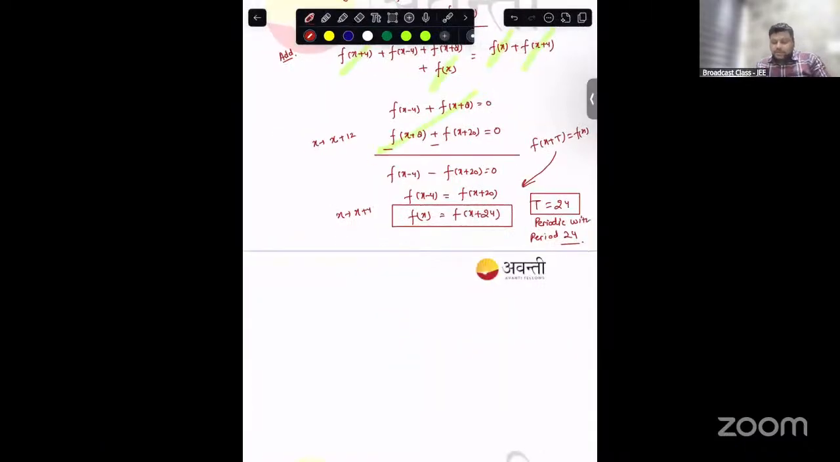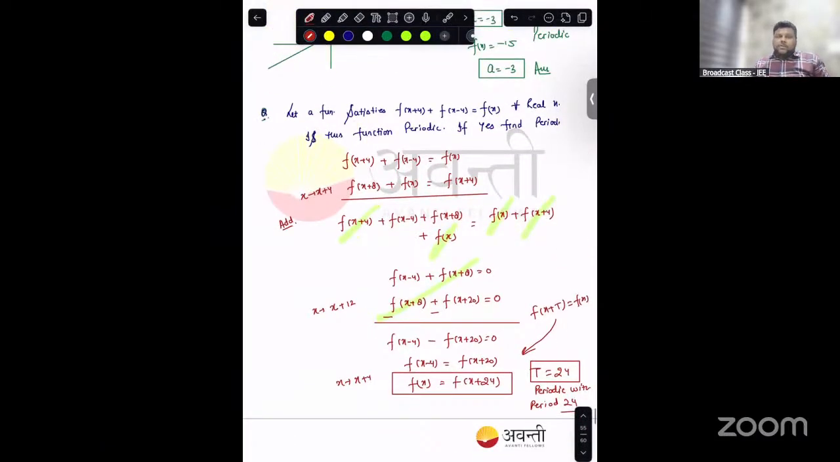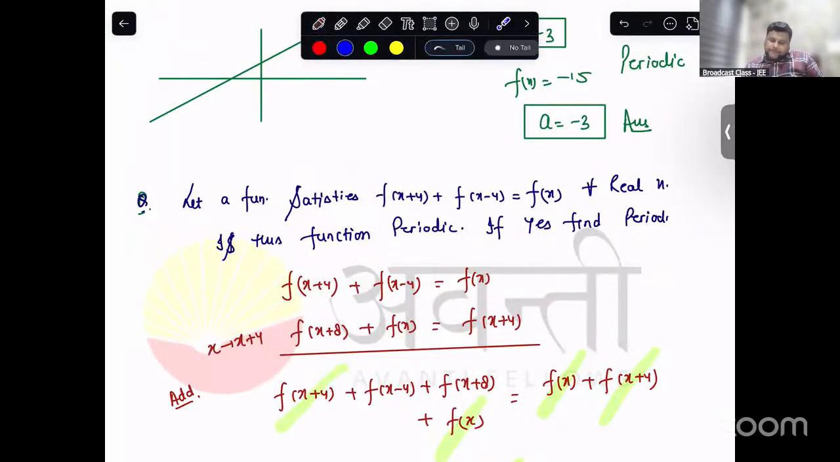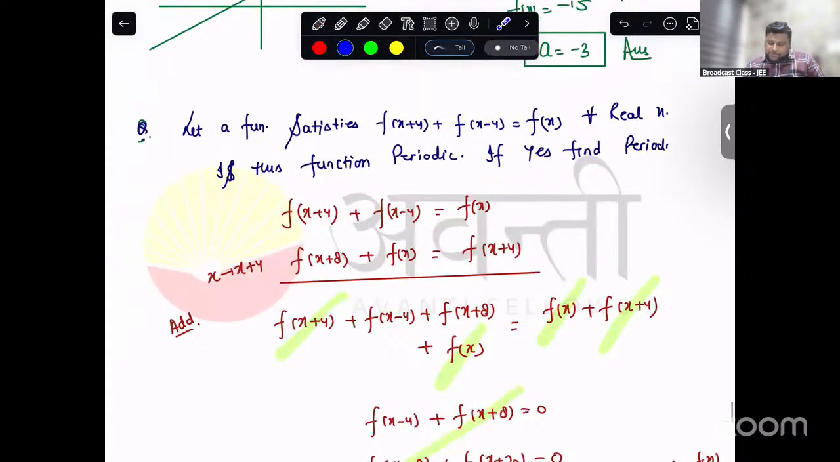See this. It is a bit of a tough call, but it is an important question. Once again, I tell you, this is the given problem to me. f of x plus 4 plus f of minus x minus 4 is equal to f of x. Got it? Now I replaced x by x plus 4. So here I got f of x plus 8. Here I got f of x. Here I got f of x plus 4.